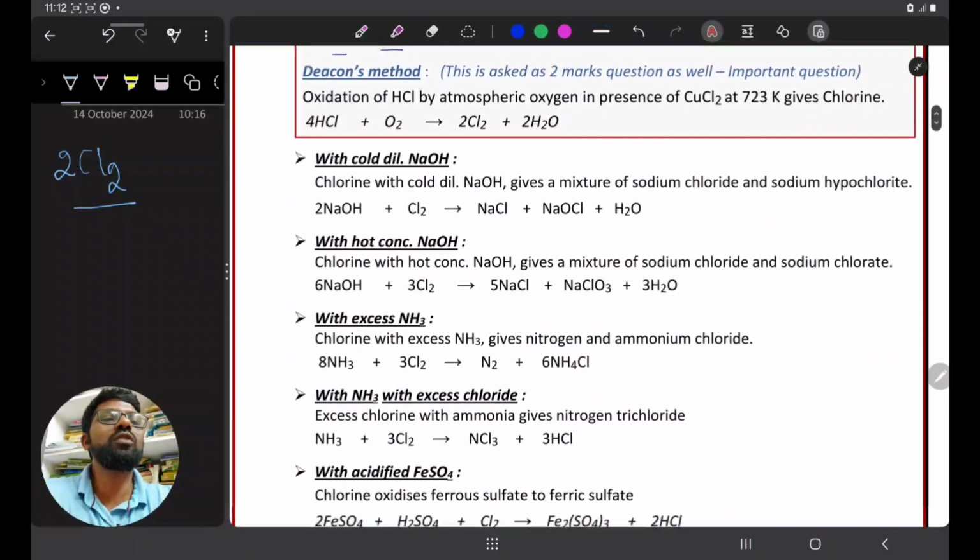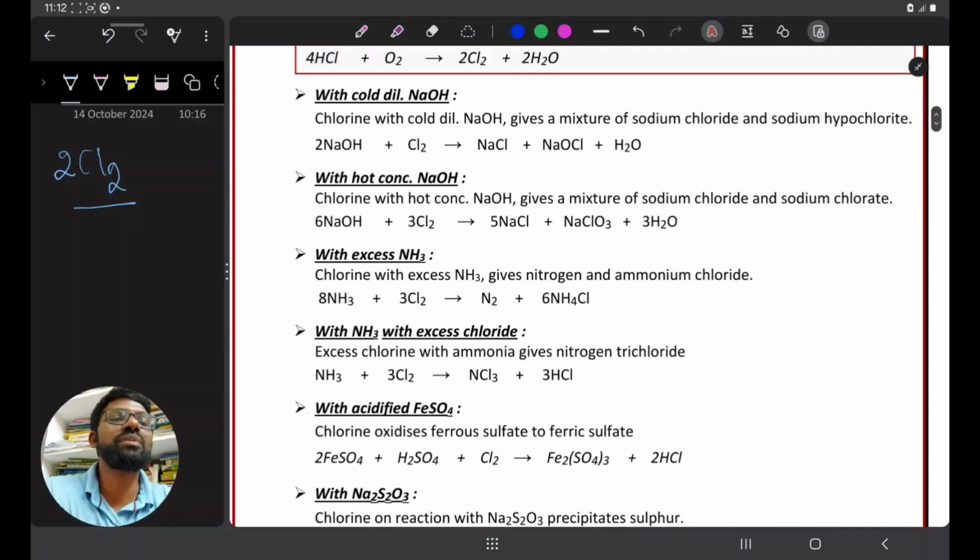Now we'll see how chlorine reacts with different chemical reagents. The first one: chlorine reacts with cold, dilute NaOH and gives a mixture of sodium chloride and sodium hypochlorite. This is sodium chloride, and this one is sodium hypochlorite. It is written as NaOCl. Sometimes you can also write NaClO, no problem.